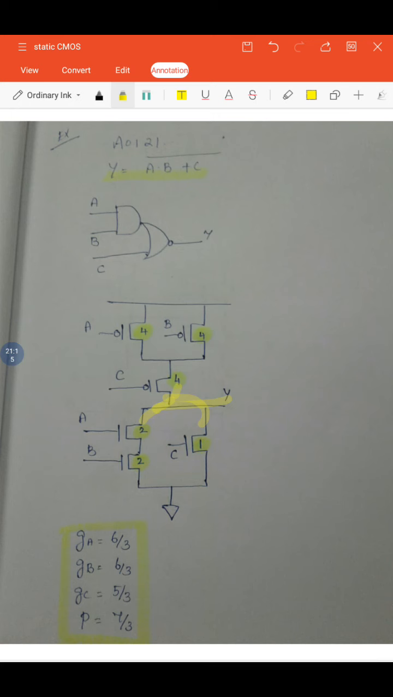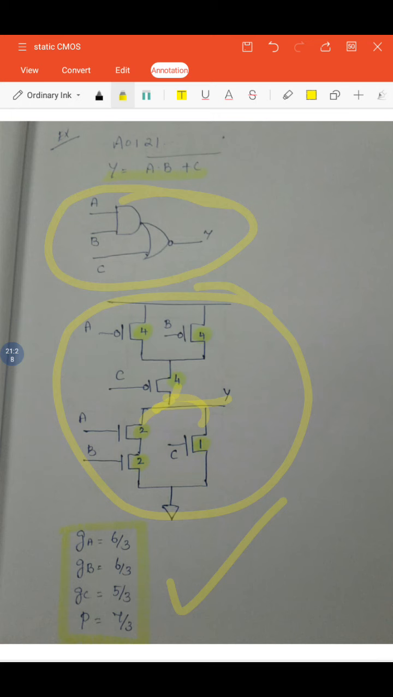In this AOI logic, we first implemented the compound gate function, then the CMOS implementation of the given circuit, then the sizings were made, and later we calculated the logical efforts and parasitic delay.